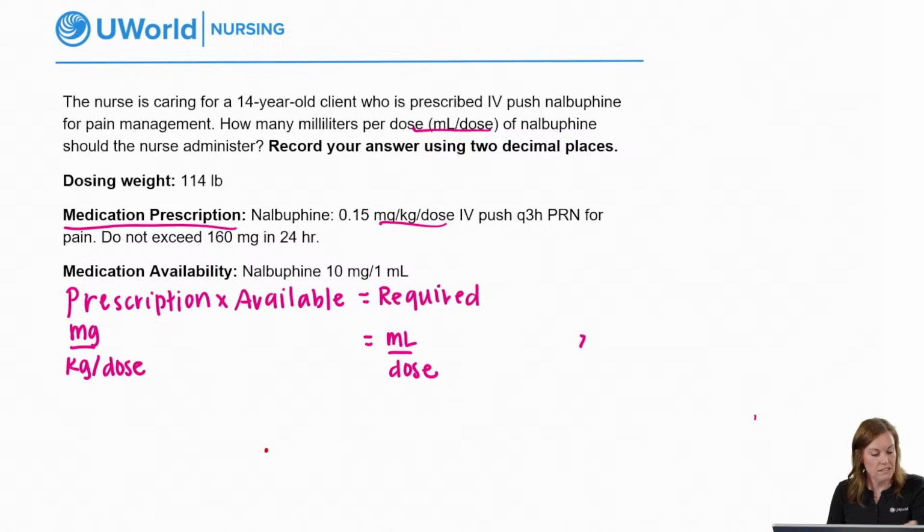Okay, and then what is available is right here, which is milligrams per milliliter. But again, seeing this, we need milliliters on the top. It's a fraction, we can just flip it. So we're going to have milliliters up here and milligrams on the bottom from what our available is. Okay, so again, this is a weight-based dosage calculation.